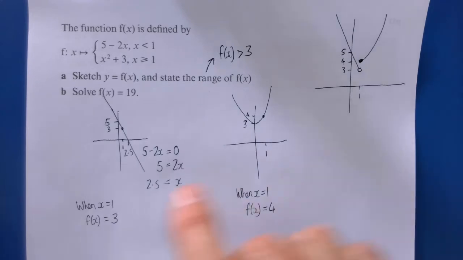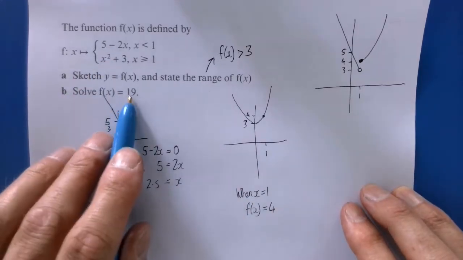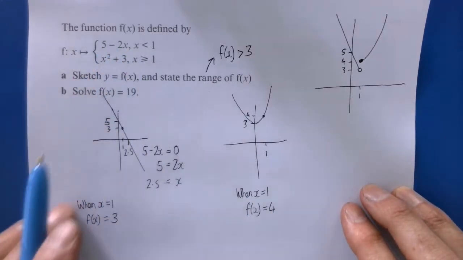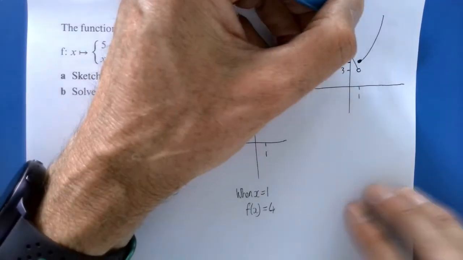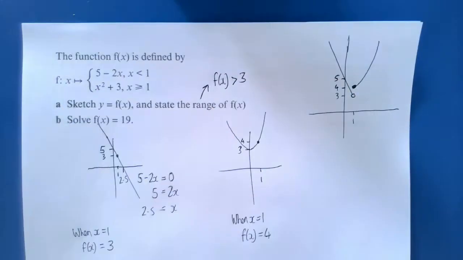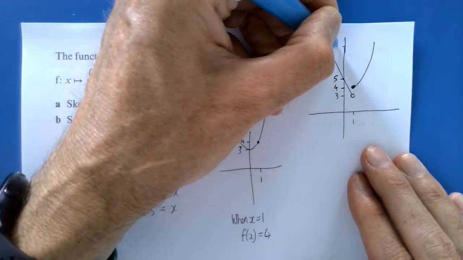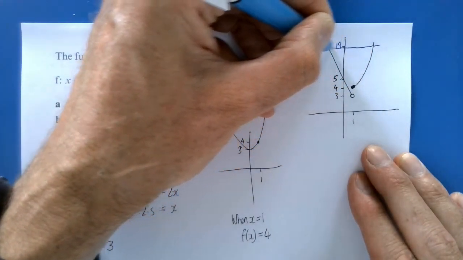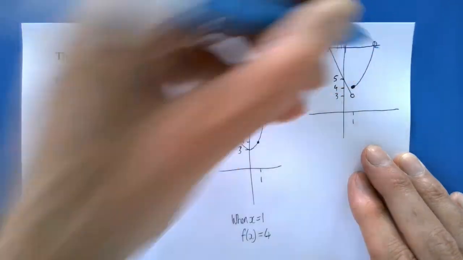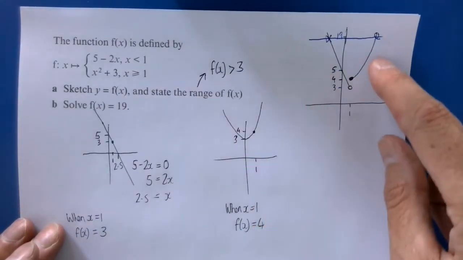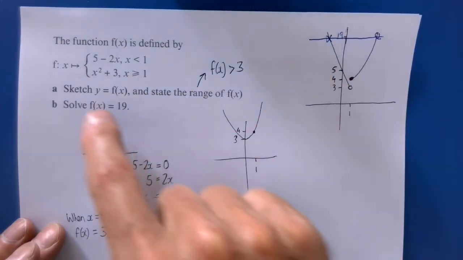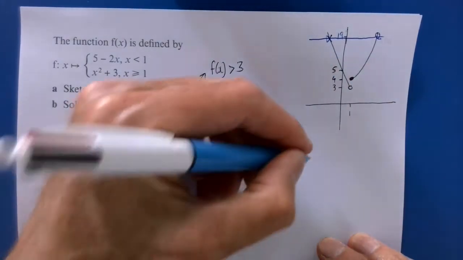Well, I've plotted the f of x graph, and so I've plotted y equals that, albeit rather odd. I now just need to plot y equals 19, which is not to scale, obviously, but that's a horizontal line that goes through 19. And I can see that that intersects my graph twice. It intersects this part of the graph, and it intersects that part of the graph. So there are 2 solutions to part B.